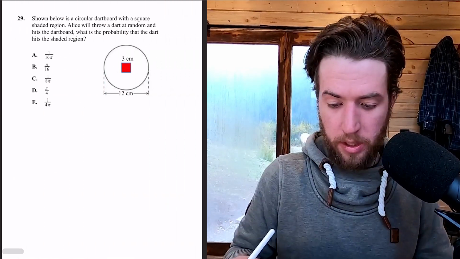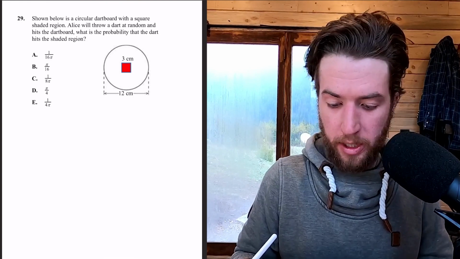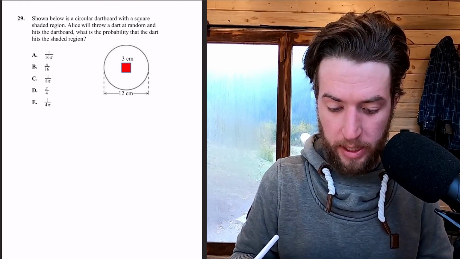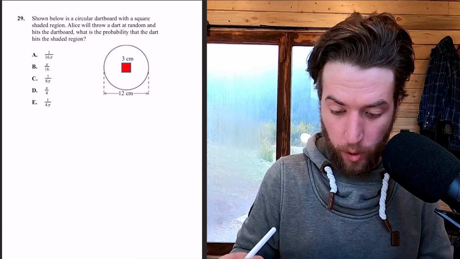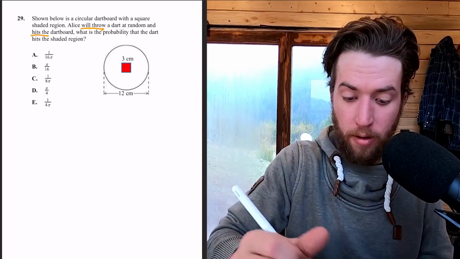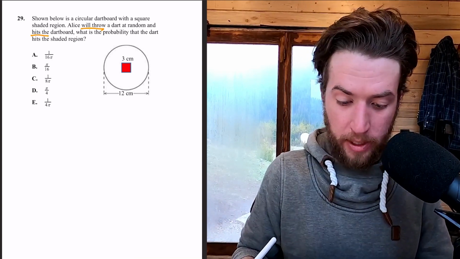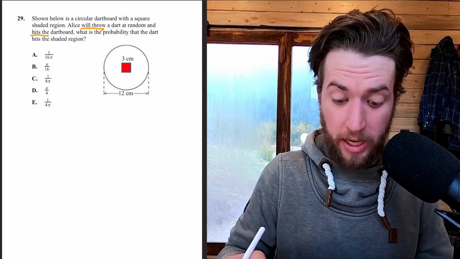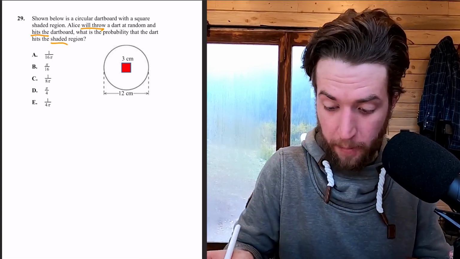Okay, shown below is a circular dartboard with a square shaded region. Alice will throw a dart at random and hits the dartboard. Will throw and hits the dart. Pick your verb tense. What is the probability that the dart hits the shaded region? Okay, I got to figure my reading out.